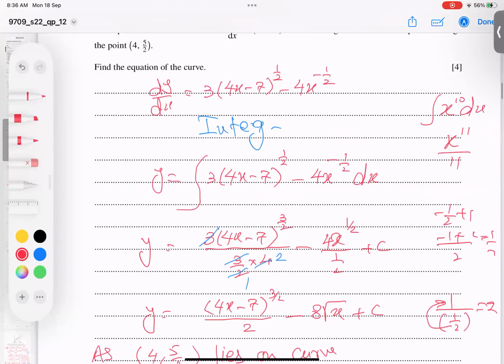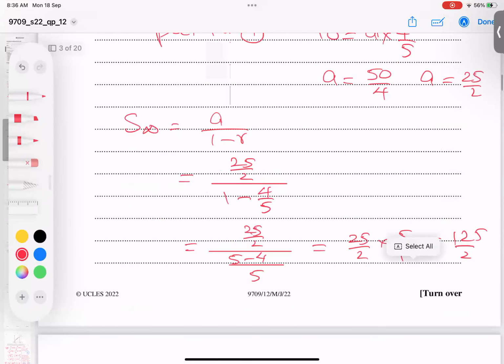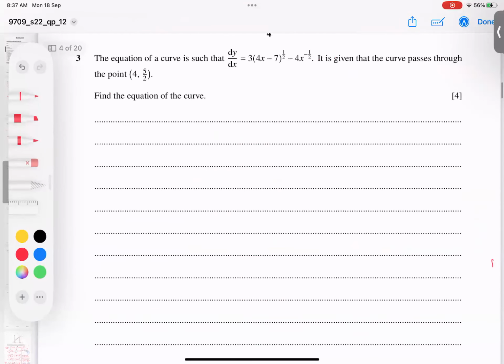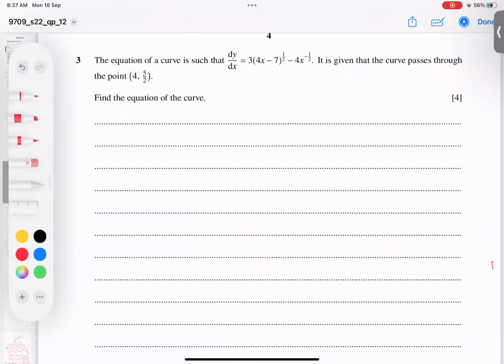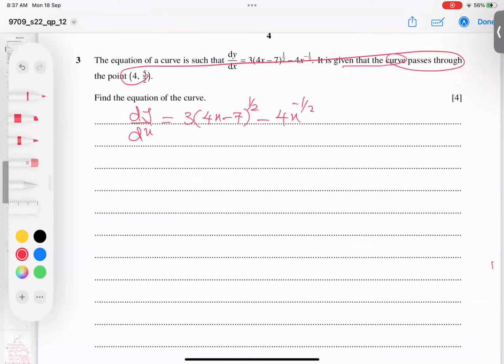Let's go for the next question. Question number next we have here, students, that the equation of the curve is given by him. This equation of the curve is given, okay. So I'm writing here dy over dx is 3 times (4x minus 7) to power half and negative 4x to power negative half. It is given that the curve passes through this point.